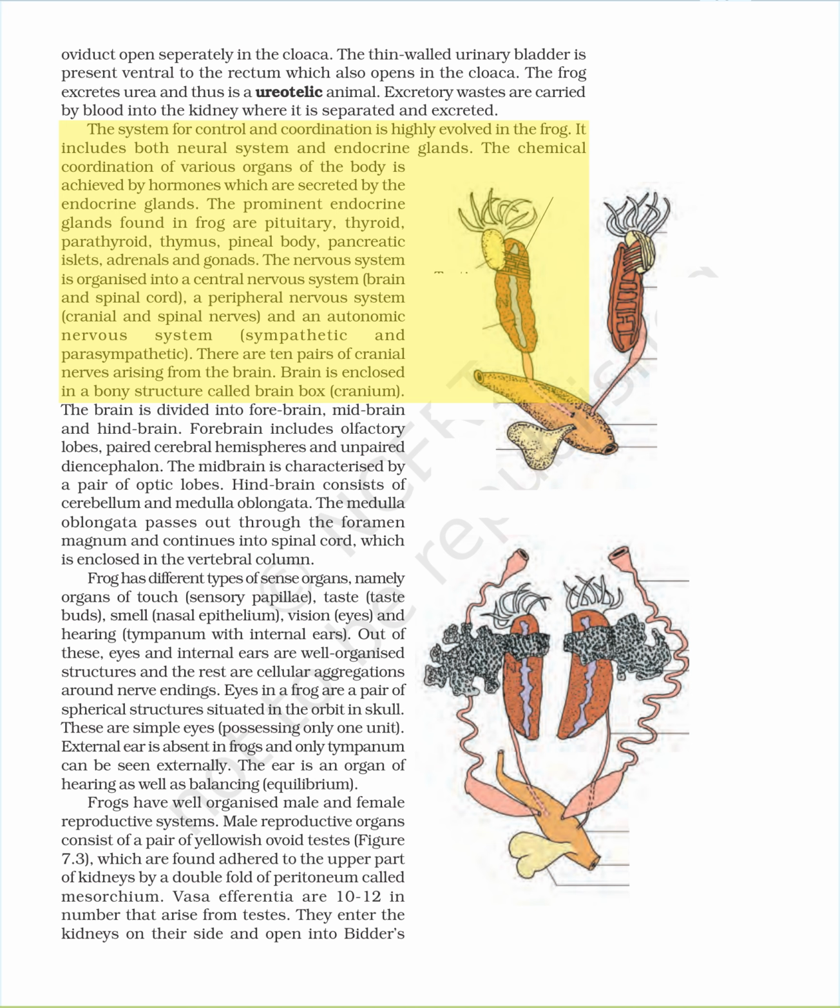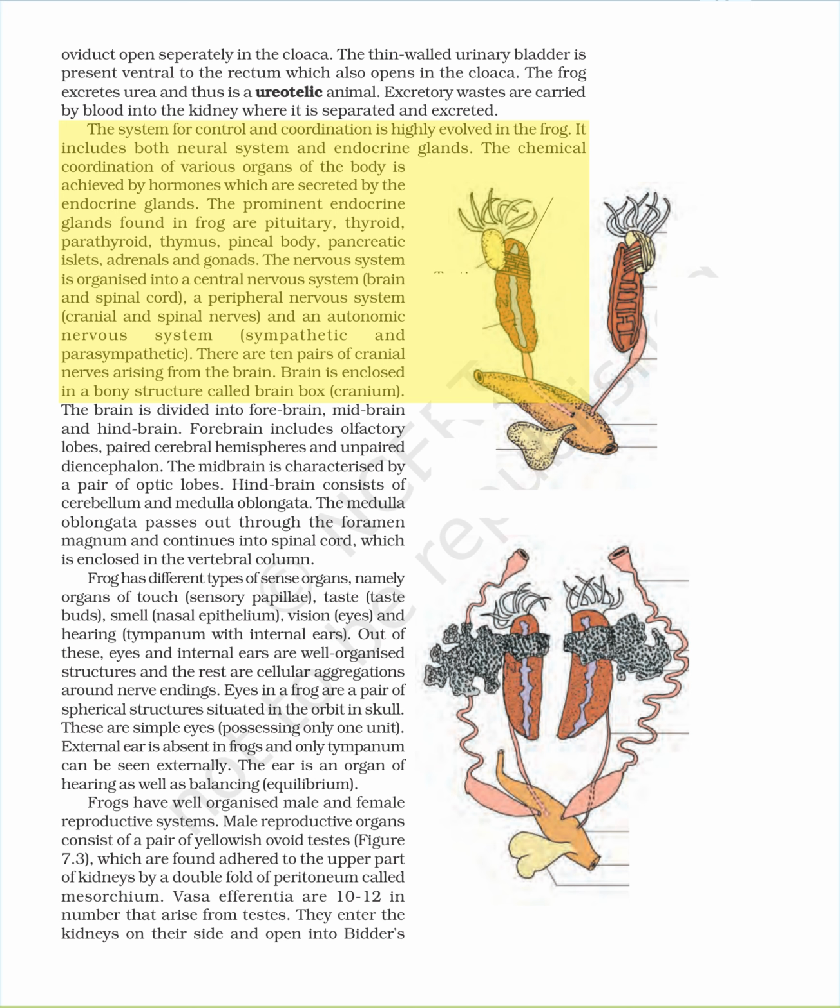The system for control and coordination is highly evolved in the frog. It includes both neural system and endocrine glands. The chemical coordination of various organs of the body is achieved by hormones, which are secreted by the endocrine glands. The prominent endocrine glands found in frog are pituitary, thyroid, parathyroid, thymus, pineal body, pancreatic islets, adrenals and gonads.